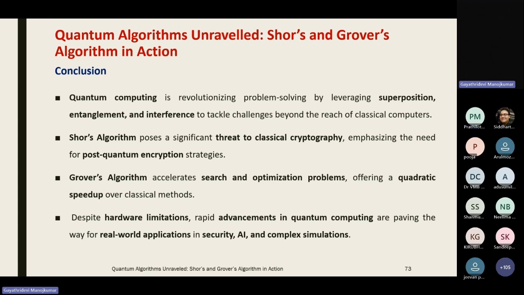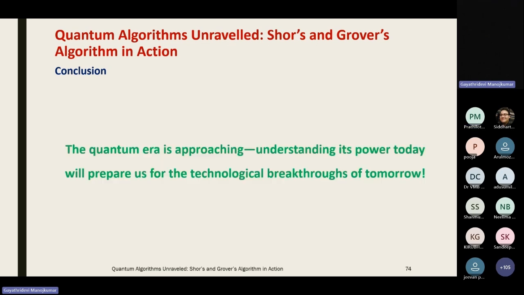Despite considering all these hardware limitations, with the development of the logical qubit from the physical qubit, when quantum is on the way, there will be greater advances in security, AI, and complex simulation. So once we understand that the quantum era is approaching, and once we prepare for this, automatically we can break through tomorrow's technology.